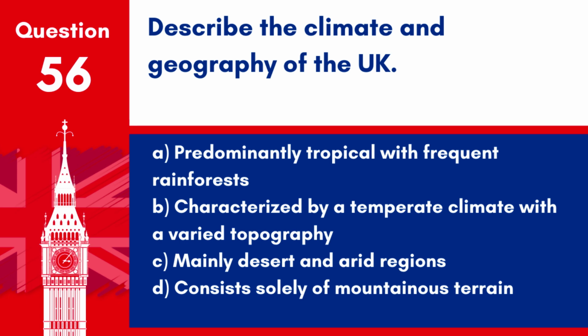A. Predominantly tropical with frequent rainforests. B. Characterized by a temperate climate with a varied topography. C. Mainly desert and arid regions. D. Consists solely of mountainous terrain.